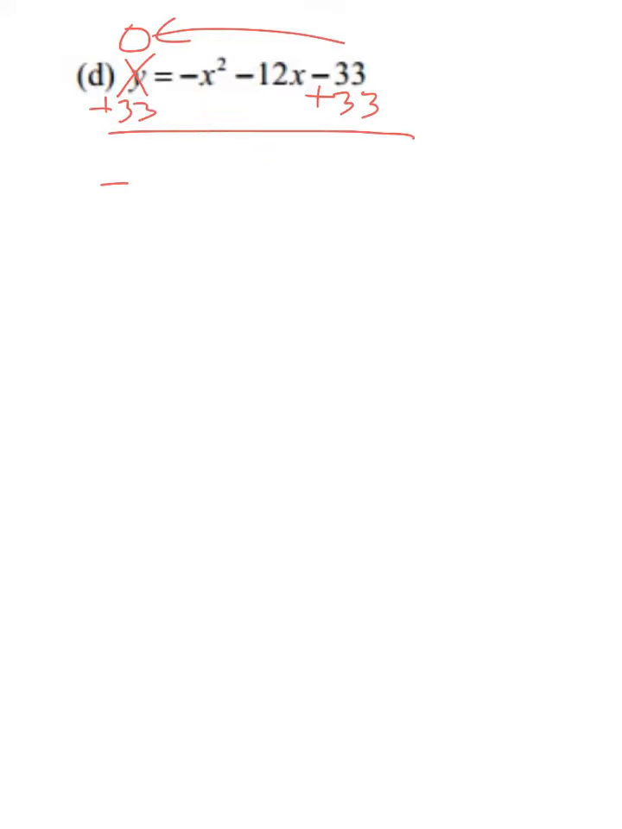So I get a negative x squared minus 12x equals a positive 33. I just flipped the whole thing around because I don't like my 33 on the left side. I like that number on the right side. What don't I like in front of the x squared here? Well, it's a negative sign. A negative what? Well, it's a -1. Isn't that an unwritten 1?